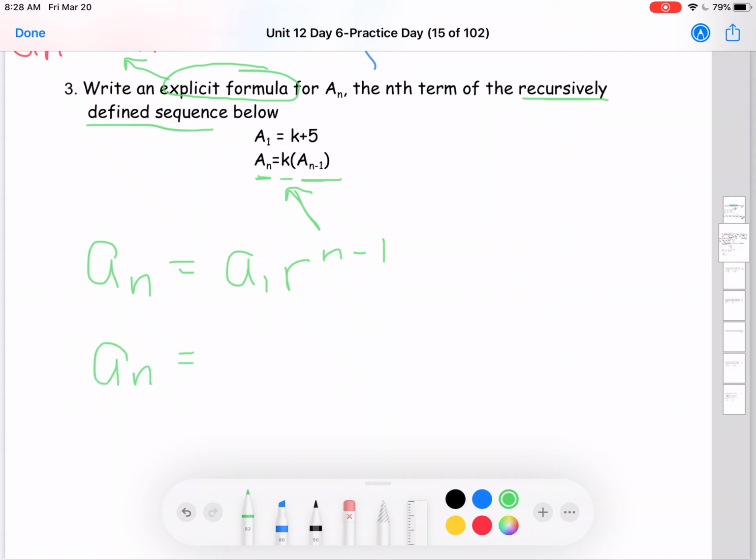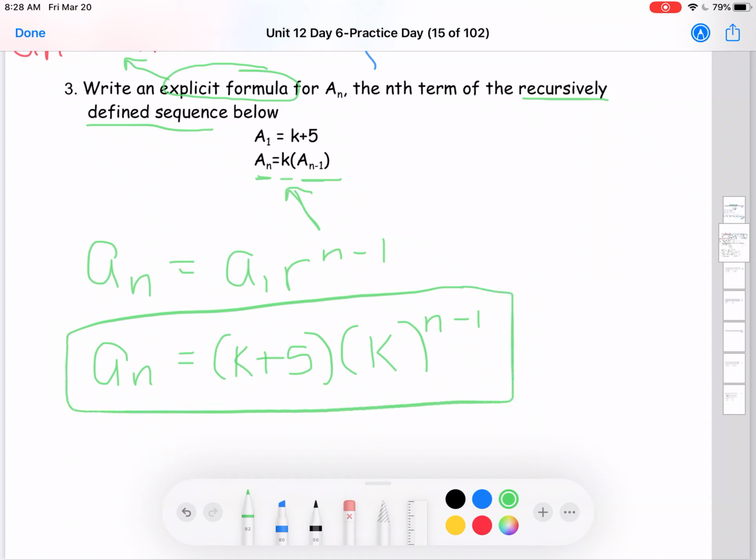A sub n equals the first term. So we have a binomial here, so we have to use parentheses, times the common ratio, which is k, raised to the n minus 1. This is how you have to write it. Got to use parentheses, and there's certainly no multiplying going on right here. Okay, this is it. That's the only way to write it.